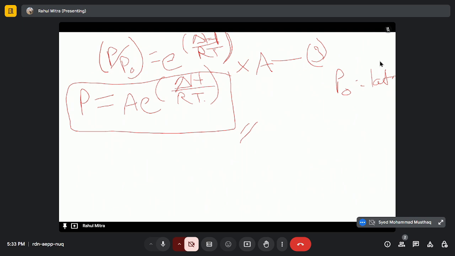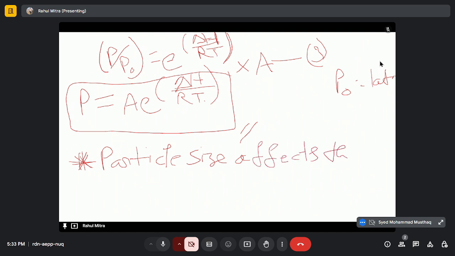Now, the next question is how the particle size affects the melting temperature. Just give me a second. I will add some more slides.